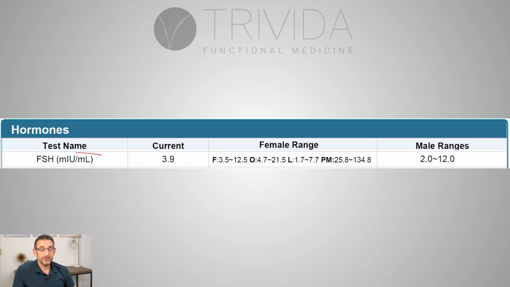FSH stands for follicle stimulating hormone. This hormone comes from the brain and calls out to the ovaries in women, and in men, the testicles, right?